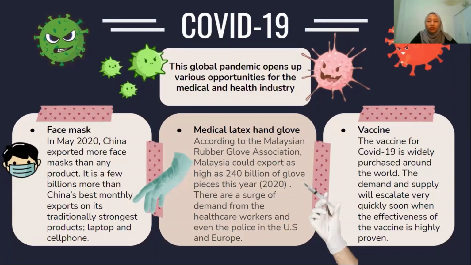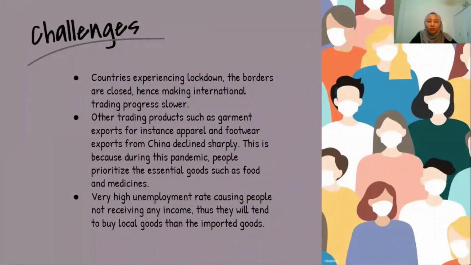The vaccine for COVID-19 is widely purchased around the world. The demand and supply will escalate very quickly soon, when the effectiveness of the vaccine is highly proven. So apart from the opportunities, there are also challenges in international trading when this COVID-19 happened. For countries experiencing lockdown, the borders are closed, hence making international trading progress slower.